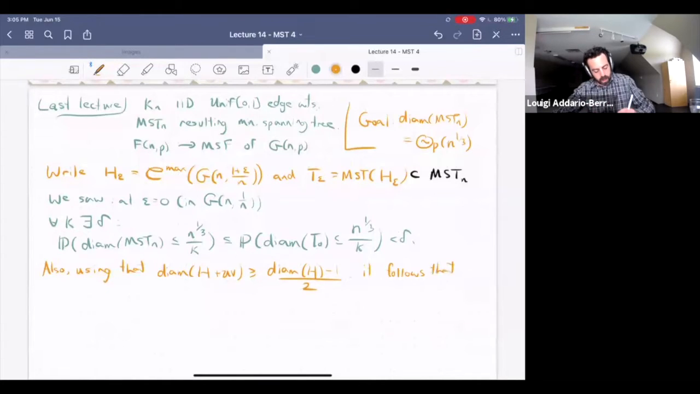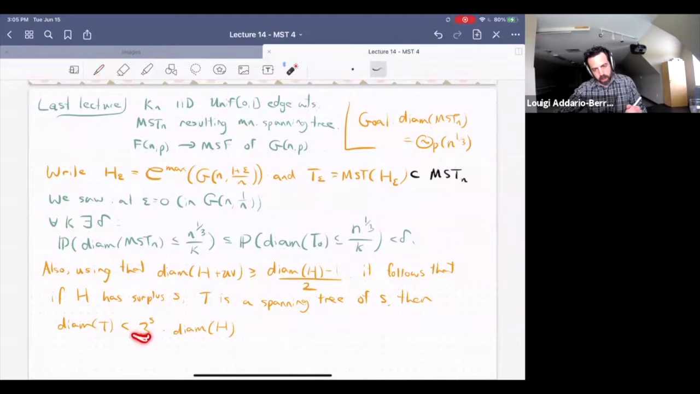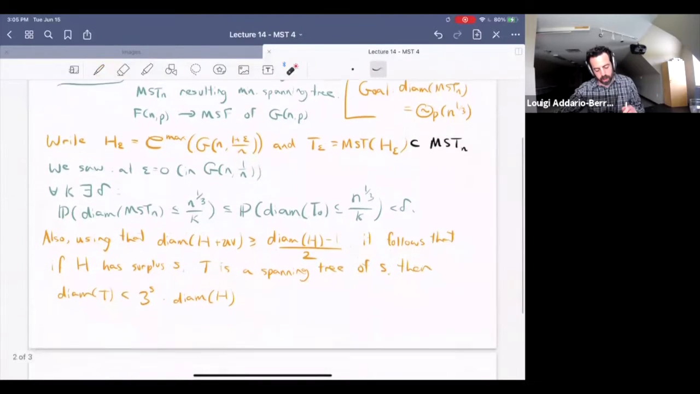So, if H has surplus S and T is a spanning tree of H, then the diameter of the tree is less than, say, 3 to the S times the diameter of the graph. I think probably you can put 2 to the S here, but 3 is certainly safe. So the idea is just that if you take this graph, which has some number S of surplus edges, each time you remove a surplus edge, you can, in the worst case, roughly double the diameter. So when you remove S surplus edges, you shouldn't make the diameter go up by more than a factor of about 2 to the S.